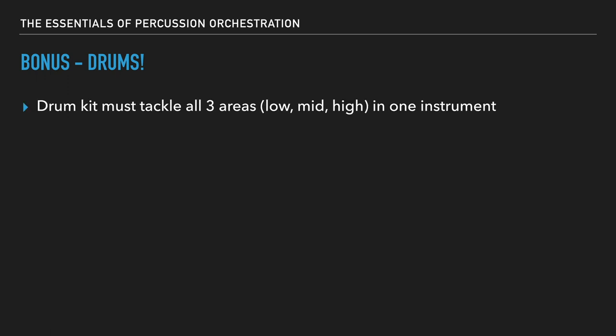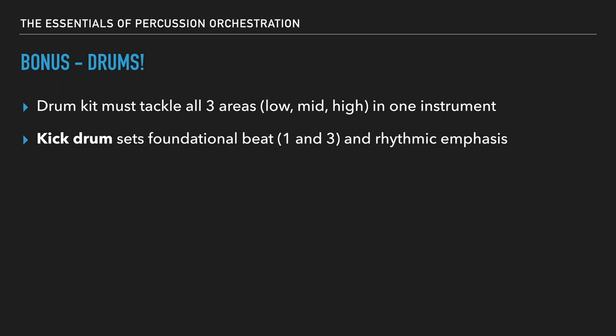So quick bonus here, let's talk about the drum kit really quickly. Because we've been talking about the traditional orchestral percussion, which again has those 20 instruments and so on. But the drum kit is, I consider, just one instrument. And it must tackle all three areas, low, mid, and high, within one instrument. If you think about a drum kit, it's all one unit. You can screw the units together, you can disassemble it, but when it's all said and done, the entire drum kit is one whole instrument that you can make music from.